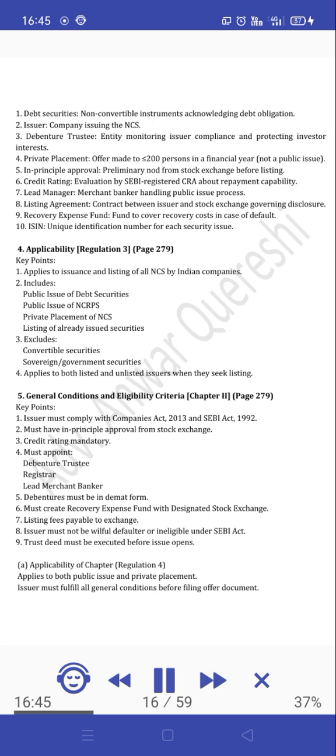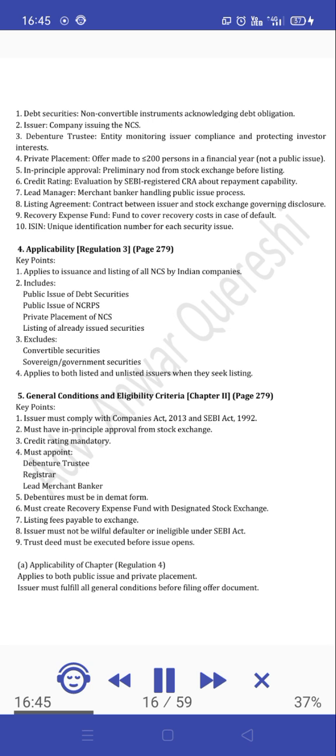7. Lead manager: merchant banker handling public issue process. 8. Listing agreement: contract between issuer and stock exchange governing disclosure. 9. Recovery expense fund: fund to cover recovery costs in case of default. 10. ISIN: unique identification number for each security issue. 4. Applicability, Regulation 3, page 279, key points. 1. Applies to issuance and listing of all NCS by Indian companies.